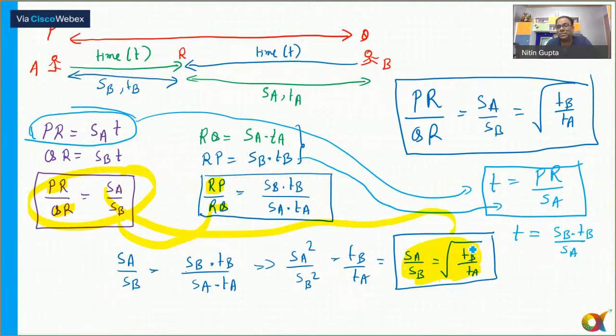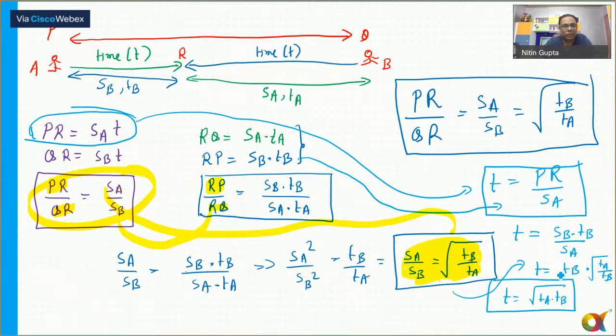And what is SB by SA? So SB by SA, you can substitute it from here. So time is equal to TB into SB by SA. So reverse it, that will be equal to root of TA by TB. So solving this, it will give me square root of time taken by A into time taken by B. So that is another very, very useful result here.